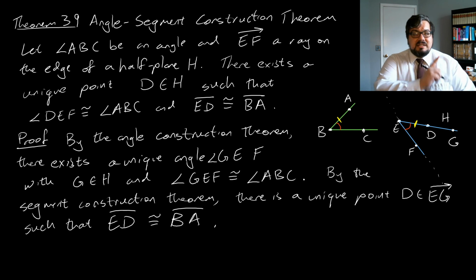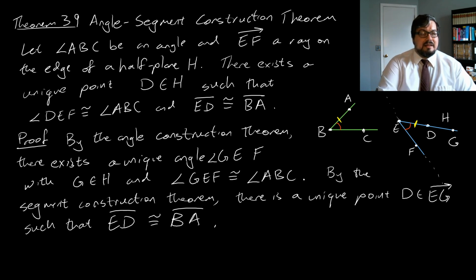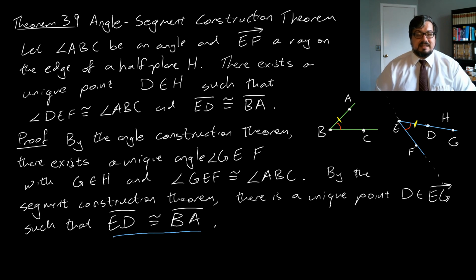Now we're almost done, but let's go back and make sure. We want to make sure that this point D that we have written satisfies all the conditions that it has to satisfy in the conclusion of the theorem. So we definitely have that the segment ED is congruent to the segment BA. That was the last thing we needed up here.